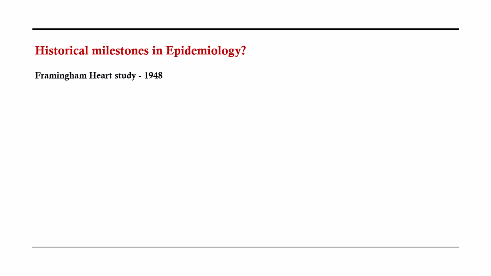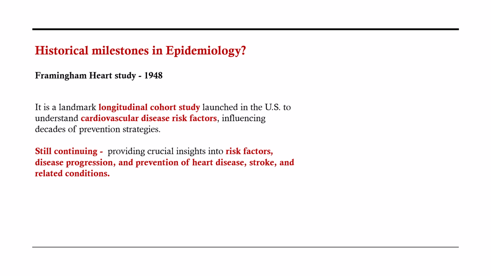Okay. Another historical milestone in epidemiology is Framingham Heart Study, which started in 1948. It is a landmark longitudinal cohort study launched in the US to understand various cardiovascular disease risk factors, influencing decades of prevention strategies. Okay, it was started in 1948. Each year, more and more risk factors are added to the Framingham Heart Study. It helped us to identify the major risk factors of heart disease. Still continuing, providing crucial insights into risk factors, disease progression, and the prevention of heart disease, stroke, and other related conditions.